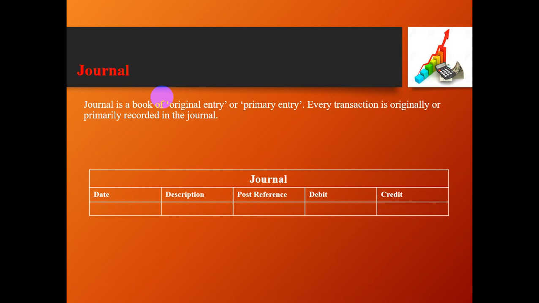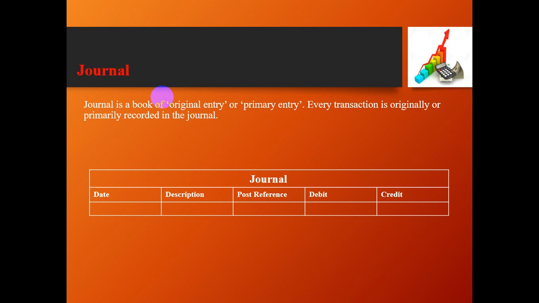What is journal? Journal is the book of original entry which records the business transactions. So in the journal we are doing nothing but keeping the record. Even we define that accounting is the process of identification and recording, classifying, summarizing, analyzing, interpreting and communicating of business transactions in terms of money. That is the definition of accounting that we have.